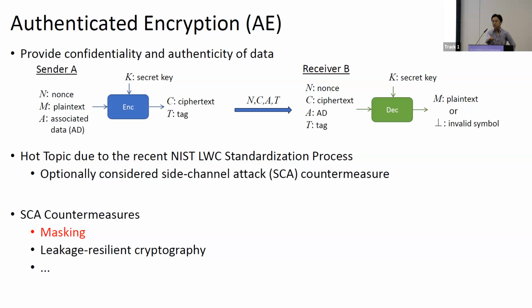The receiver uses the decryption algorithm that takes the secret key, nonce, ciphertext, AD, and tag. If these inputs are authenticated, then the algorithm returns the plaintext. Otherwise, it returns the invalid symbol. The design of AE schemes is a hot topic due to the recent NIST standardization process. And NIST optionally considered side channel attack, or SCA, countermeasures. There are several SCA countermeasures, and we consider masking-friendly AE design.